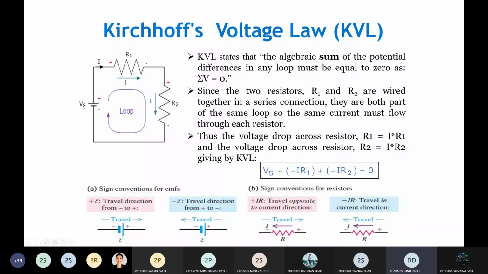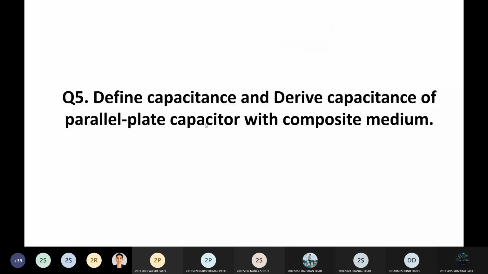Next is define the capacitance and derive the capacitance of parallel plate capacitor with the composite medium. Okay. What is the definition of capacitance? Yes, anyone? The ability, the property of a capacitor to store charge is called capacitance. Okay. Electric charge. Capacitance is the property of a capacitor to store the charge. Okay. Then how to derive this capacitance?